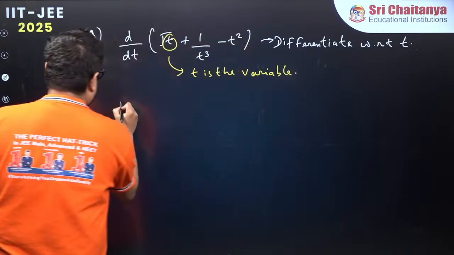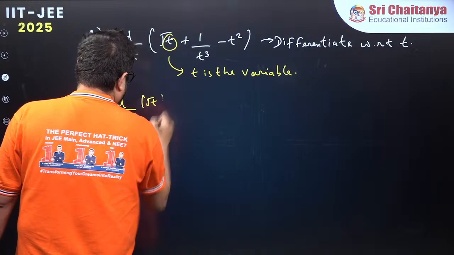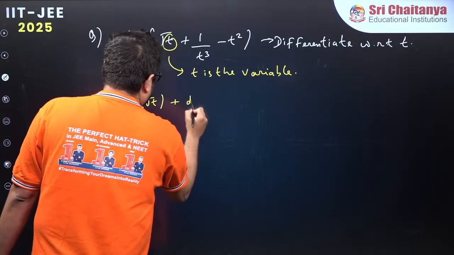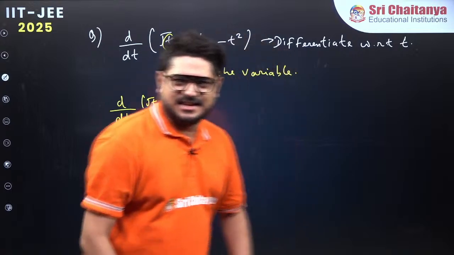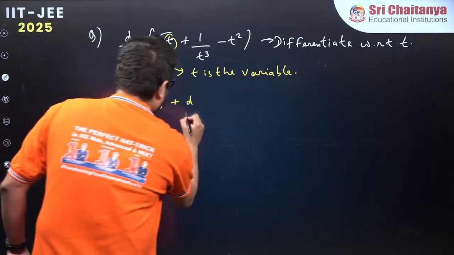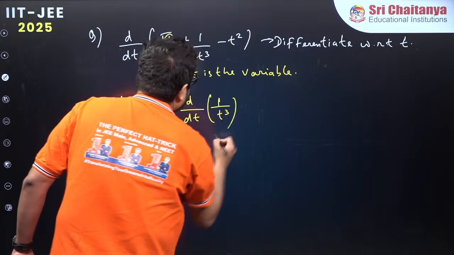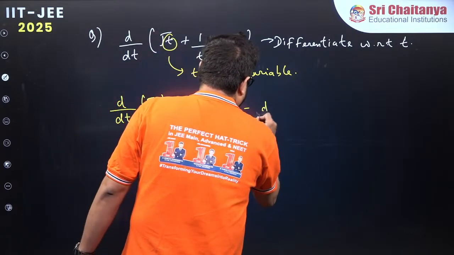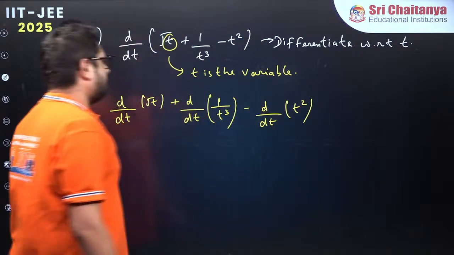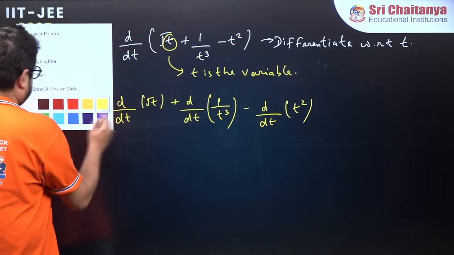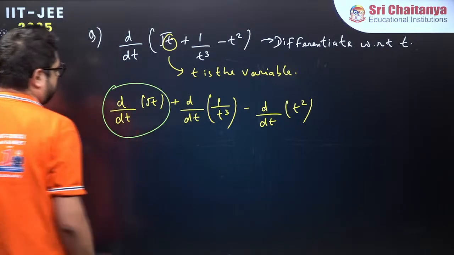Once again, first of all, d by dt of root t, and you are just trying to bring this d by dt as an operator inside the brackets. So d by dt of root t plus d by dt of 1 by t cube minus d by dt of t square. So now, how to solve this? If someone asks you what needs to be done in order to solve this.